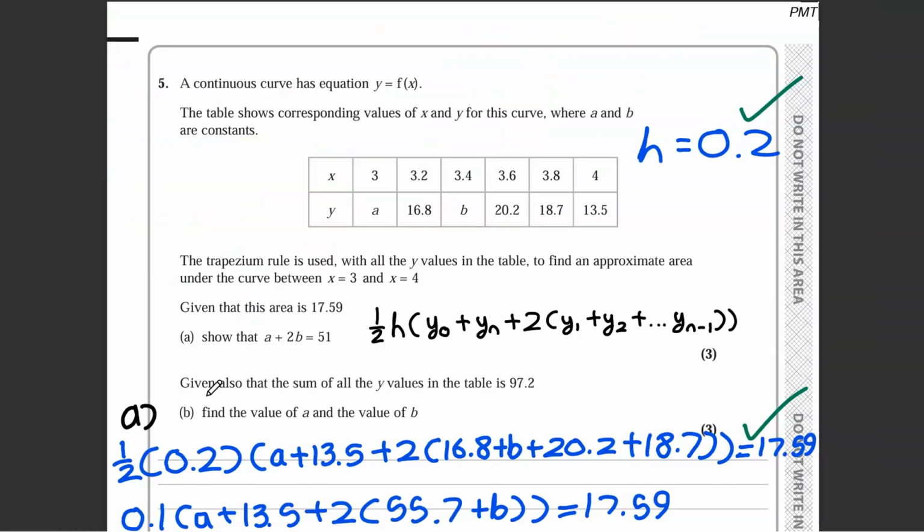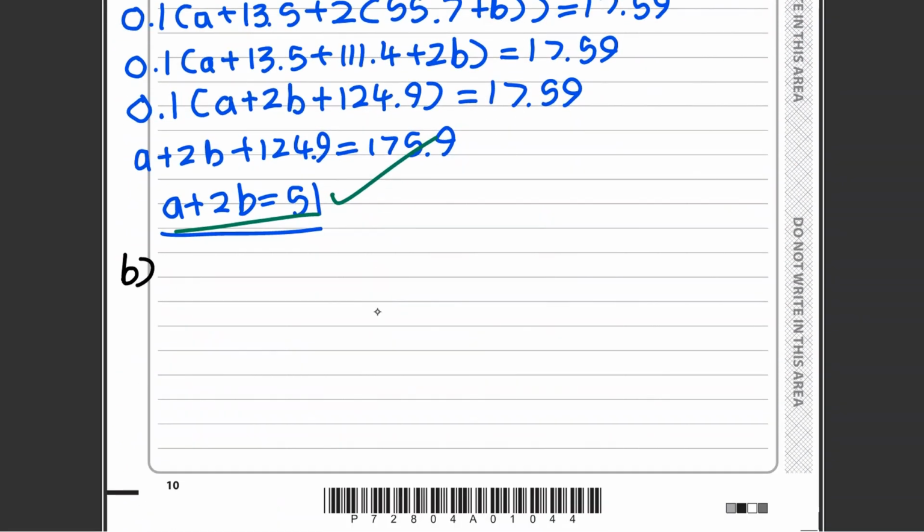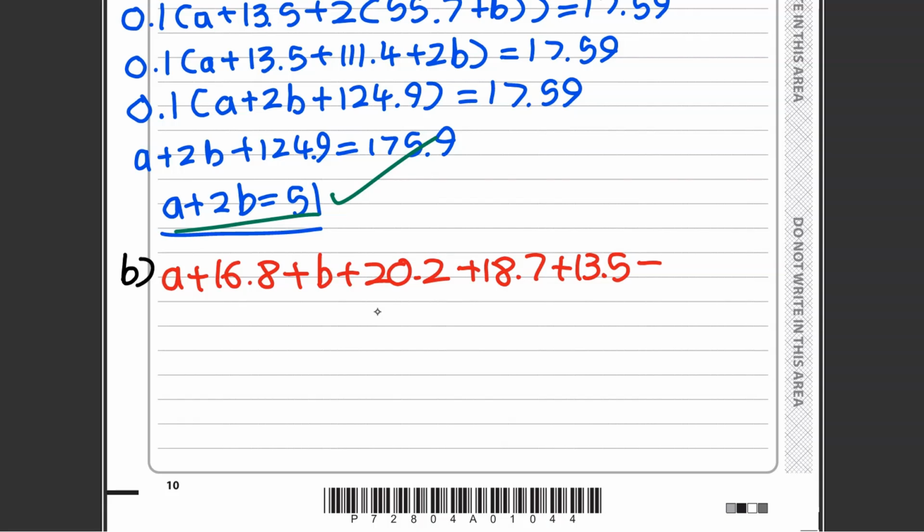Okay, and then for part B, we're told that given also that the sum of all the y values in the table is 97.2, we need to find the value of a and the value of b for 3 marks. So what this line is saying is the sum of all of these y values in the table is equal to 97.2. So if we put this into an equation, it's going to be a plus 16.8 plus b plus 20.2 plus 18.7 plus 13.5. So these are all the y values, and all of these added together is equal to 97.2.